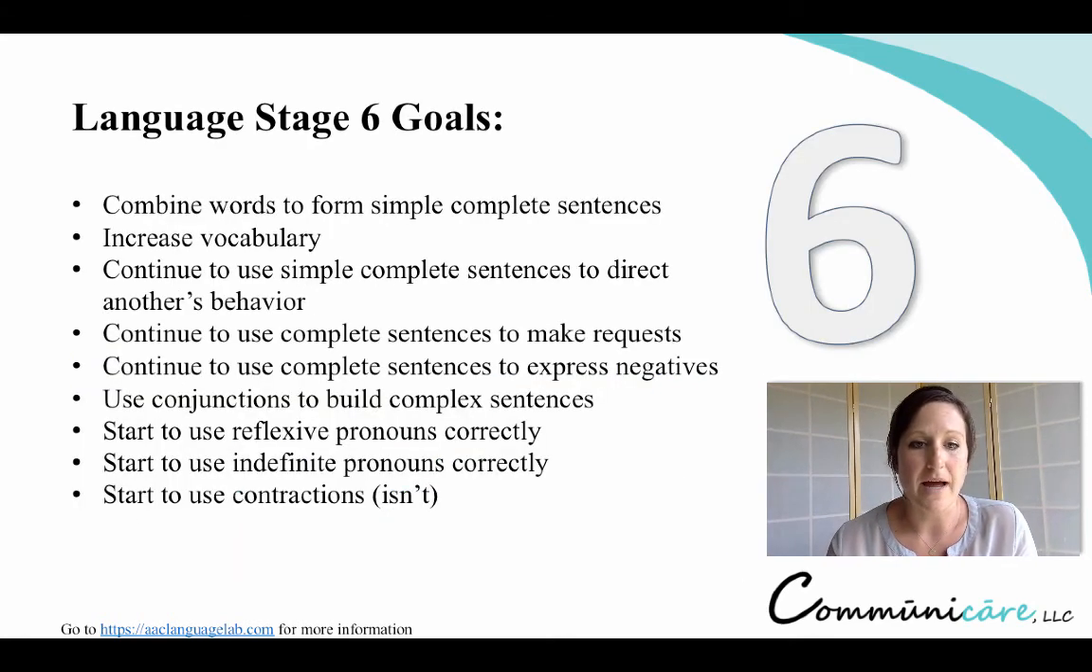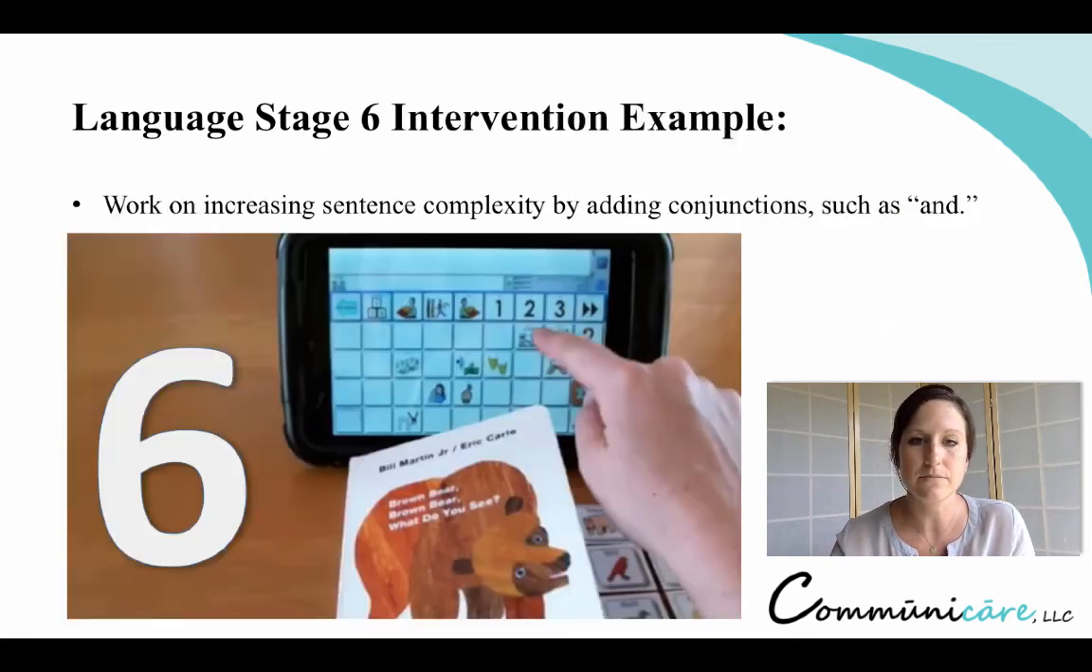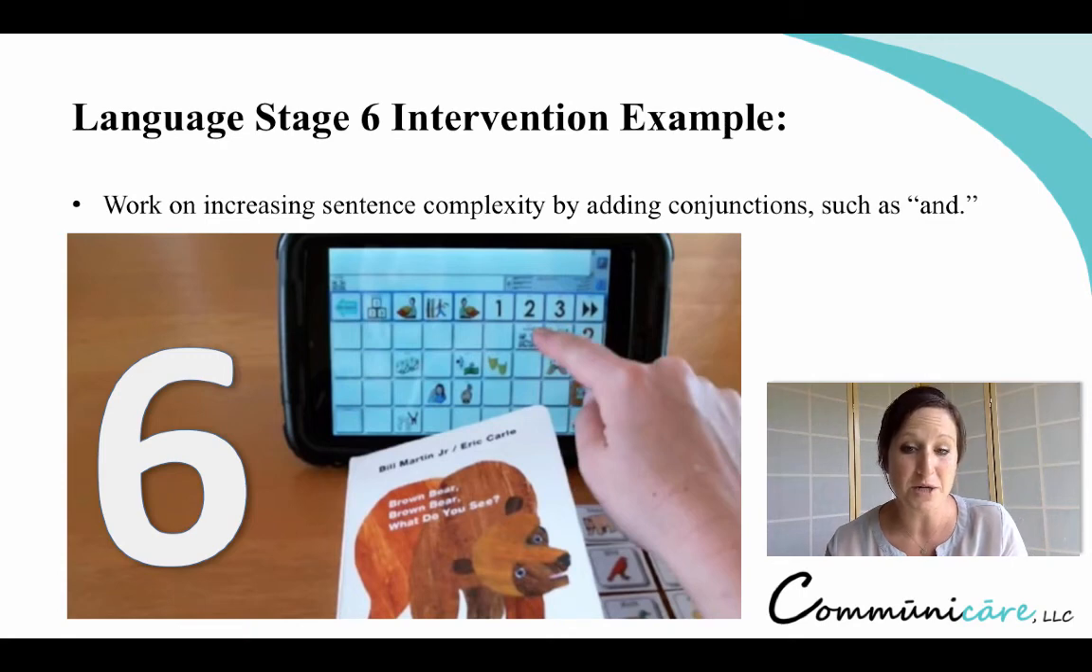The goals are to combine words to form complete sentences, increasing the vocabulary, using those sentences for a variety of purposes, but now really honing in on conjunctions and using reflexive and indefinite pronouns correctly and different kinds of contractions. So here's our last example, same book, but now you can see that we're really honing in on using conjunctions. So again, it doesn't matter what the activity is, it's just how we shape it and frame it.